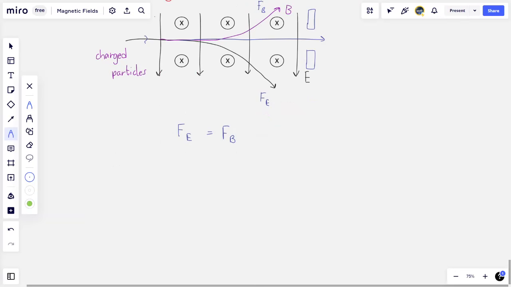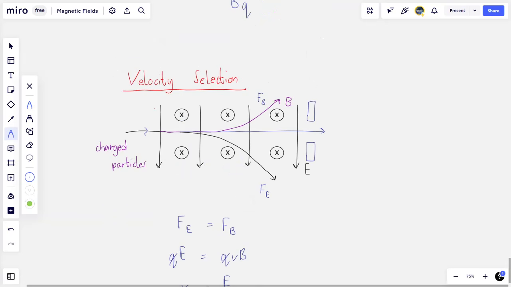And this is Q times E from our topic of electric fields. This is equal to QVB. The Q's cancel. I'm left with V equal to E over B. So any particles that enter with a speed of E over B will exit without being deflected. V is equal to E over B.